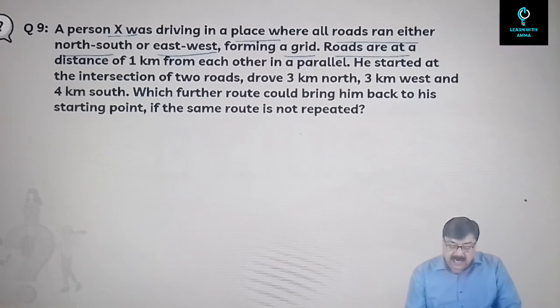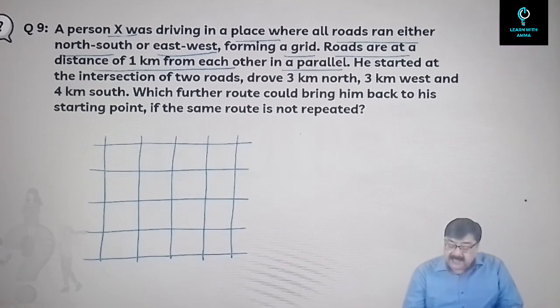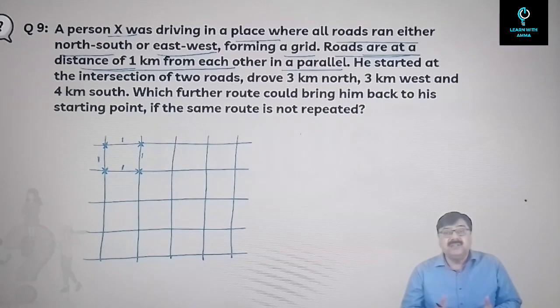Now, roads are at a distance of 1 kilometer from each other in a parallel. So let us form these roads. And here he is saying roads are at a distance of 1 kilometer from each other. That means from here to here, the distance is 1 kilometer. From here to here, the distance is 1 kilometer. From here to here, the distance is 1 kilometer. And from here to here, again the distance is 1 kilometer. So you find that there is a grid in which each cell is a square.